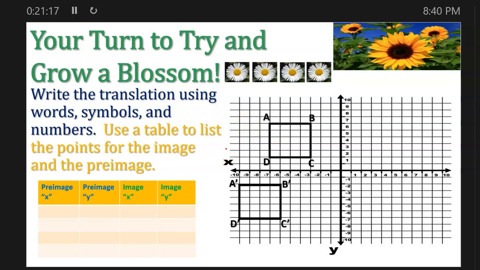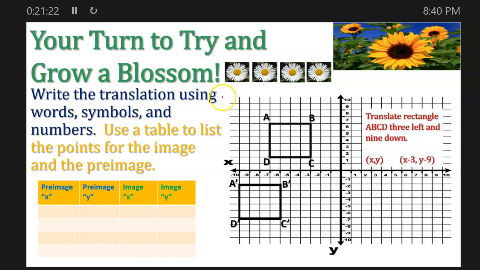1, 2, 3. All right, so here's what it would look like for the words. It would be: translate rectangle ABCD 3 left and 9 down. So this whole rectangle here moved 3 to the left and then 9 down. In notation, it should look like this. For every (x, y) point, we are translating it x minus 3 and y minus 9. That indicates that we go 3 left and 9 down, and our new points should look like these pre-image points here and these image points on the right.